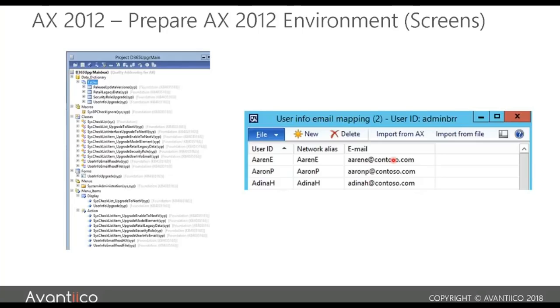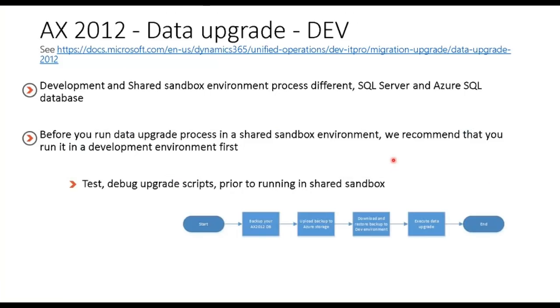How do we get that to 365? Well, there's a difference between development, sandbox, and production in 365. A public sandbox or a production system of 365 uses SQL or Azure database. A development system, a local VHD development system, would use the on-premise SQL Server. So you've got the on-premise SQL Server and the cloud Azure-based SQL database, and they are different.